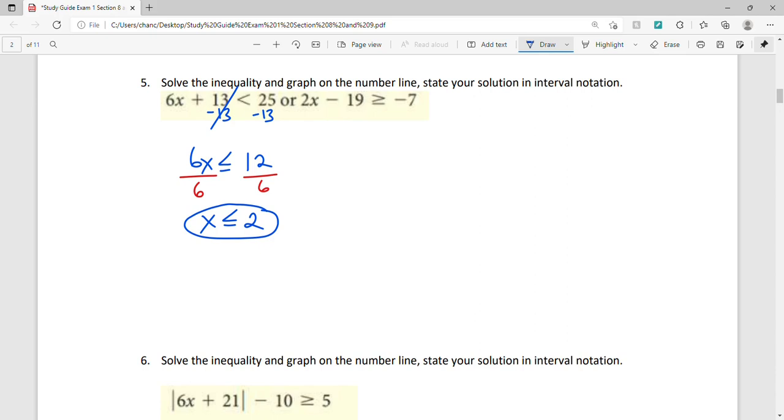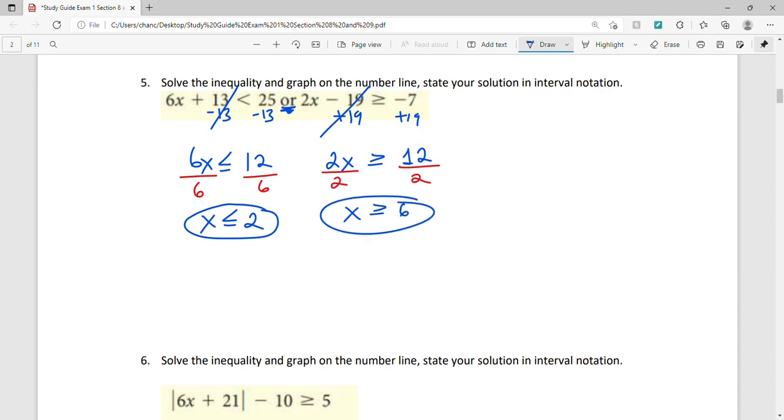For the right side, since we have the word "or," we need to do both inequalities. We'll add 19 to both sides. And so 2x is greater than or equal to negative 7 plus 19, which gives us a positive 12. Next, I can divide both sides by 2. And that gives us x is greater than or equal to 6.